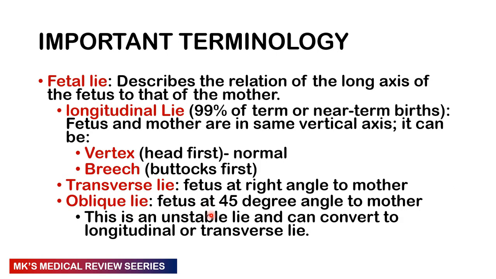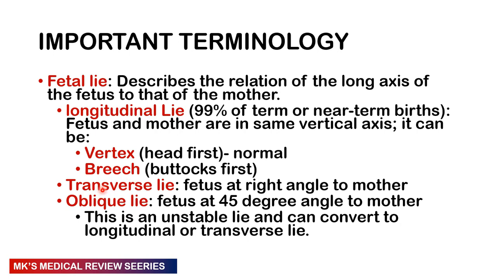out positive. Then fetal lie is pretty much the relation of the long axis of the fetus to that of the mother. So it could be longitudinal lie, which is 99% of the time at term or near term births. And remember that here the fetus and the mother are in the same vertical axis. So it can be either vertex, where the head is coming out first, or breech presentation, where the buttocks or any other part is coming out first.